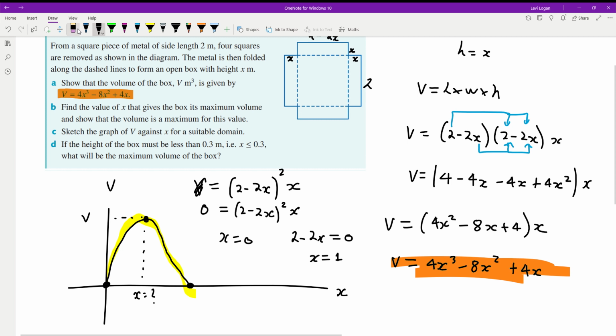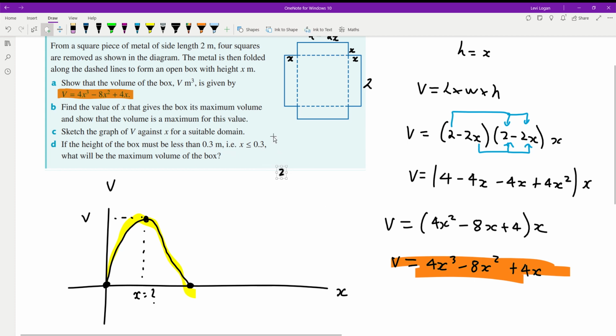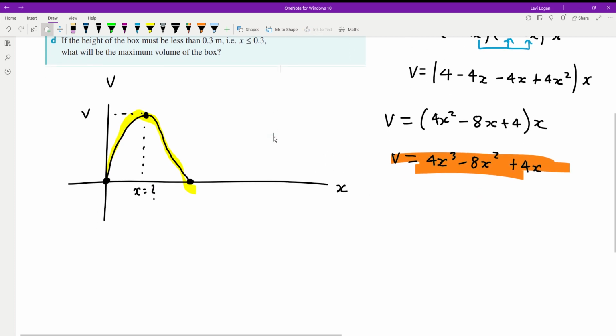So that's what we're trying to find. Now as we can see here, this is a stationary point. And the way to find a stationary point is you need to set the derivative of whatever your function is with respect to that variable to 0. So what this means is, at this particular point here, this is when dv dx equals 0.